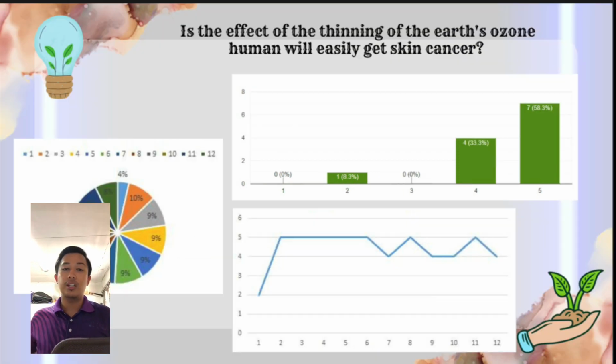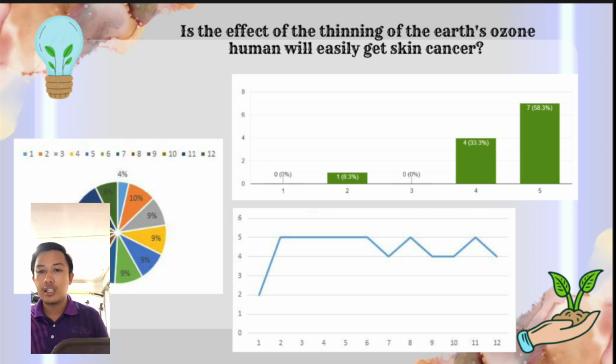So the next question, number 4, is the effect of the thinning of the Earth's ozone, humans will easily get skin cancer. This is the highest voting out of 12 people. 7 voted for totally agree, which is 58.3% of 100%. And the highest is also 10% out of 12 students.